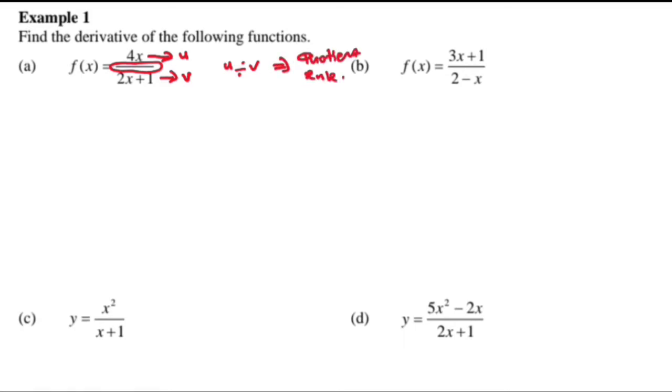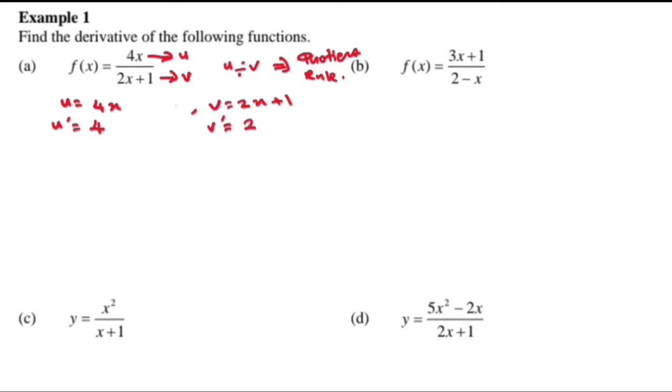Remember the steps of your quotient rule. First thing is to write down what is your u. Next, write your v next to it, 2x plus 1. After that, differentiate your u, you write it as u prime. You should know how to differentiate this by now. For 4x differentiated, you get 4. And then differentiate v, you will get 2.